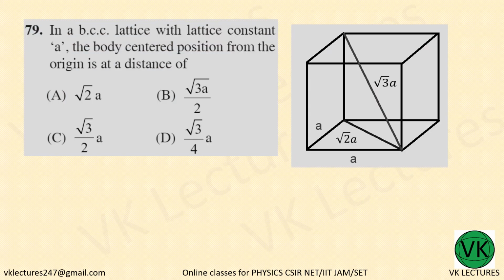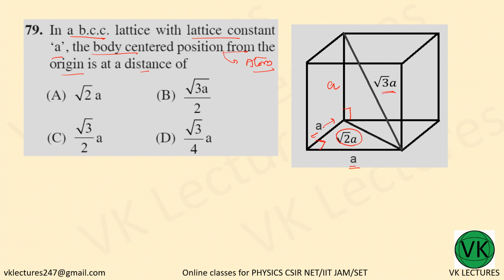In a BCC lattice with lattice constant A, the body centered position from the origin is at a distance of what? The body centered position of an atom or molecule. Now this is the BCC structure. You have lattice constant A, this is also A, this length is also A. So this diagonal will be root 2 times A using the Pythagoras theorem. Considering another right angle triangle here, this side is A, the other is root 2A, so the hypotenuse will be root 3A.